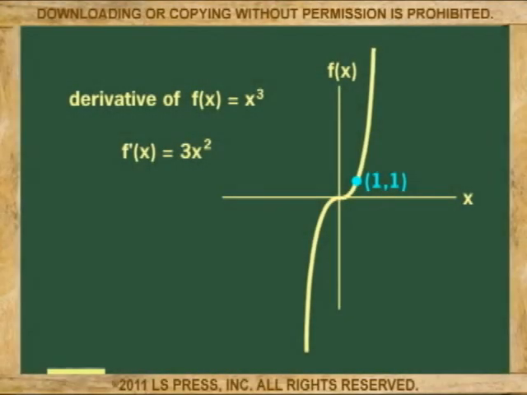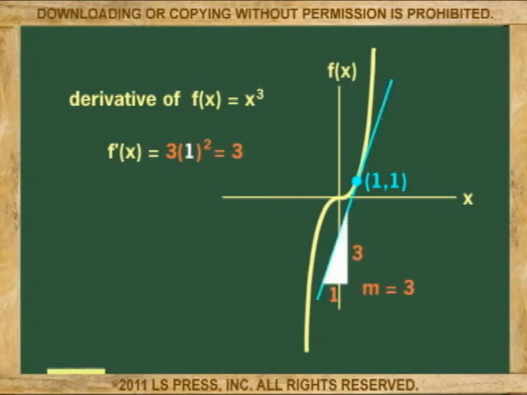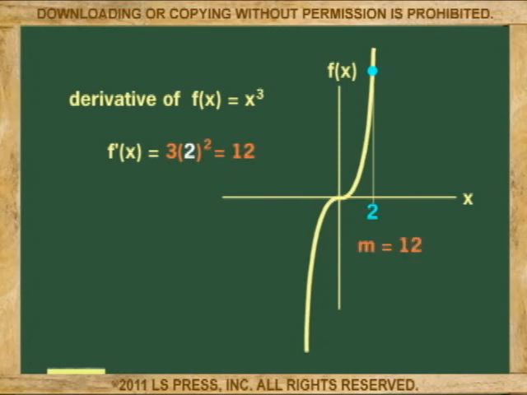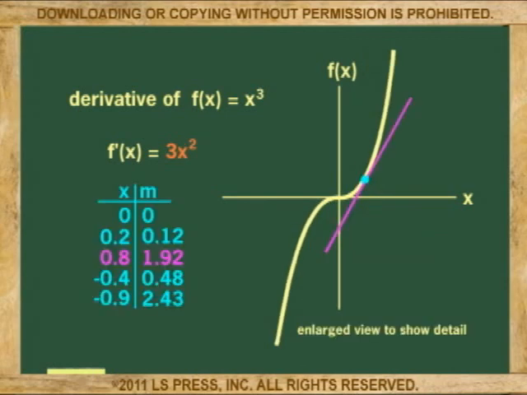So if we want the slope when x equals 1, we solve the derivative 3x squared for 1. 1 squared times 3 is 3. The slope of the curve when x equals 1 is 3. If we want to find the slope at 2, 2 squared times 3 is 12. So the slope is 12 when x in the curve is 2. The table shows the different values of the slope for different values of x.